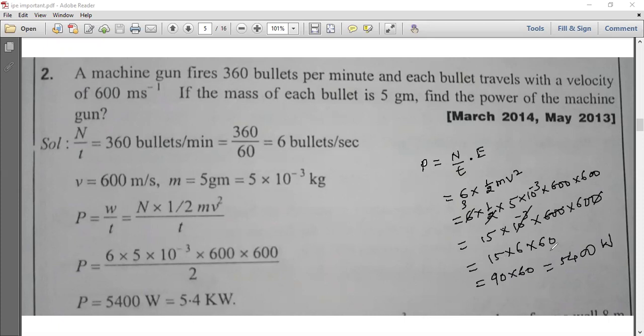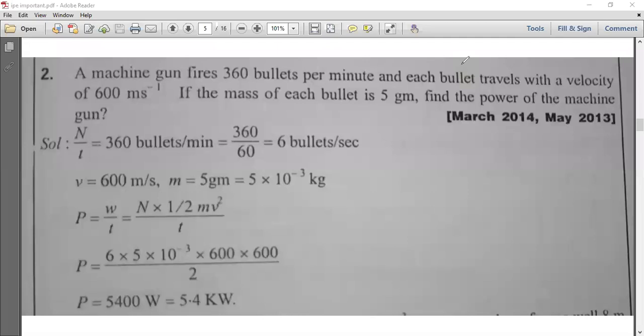Clear? So this is the answer. Or even if you want to write in kilowatt, 5.4 into 10 to the power 3 watt. This 10 to the power 3 is nothing but kilo, and therefore 5.4 kilowatt. Like this also you can write. Even 5400 is fine. Not an issue. You can write 5400 happily without any doubt in the mind. Okay, understood? Clear? Okay, next.